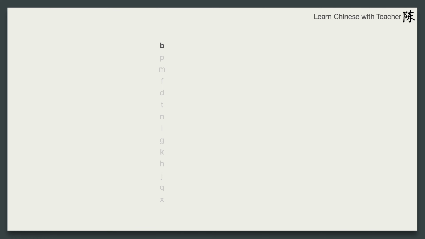The letter B is pronounced B in Chinese. It's pronounced like B in bike. The letter P is pronounced P in Chinese. It's like you pronounce P in pay. The letter M is pronounced M in Chinese. It's like you pronounce M in mom. The letter F is pronounced F in Chinese. It's like you pronounce F in father.